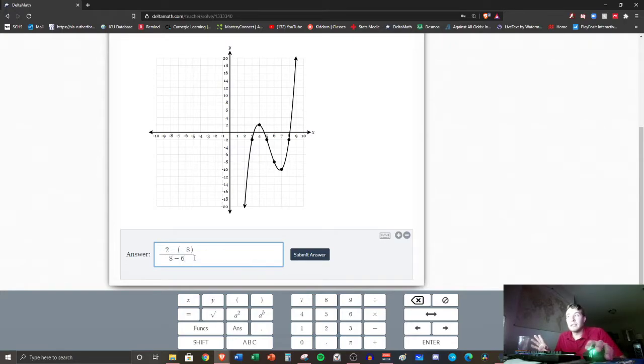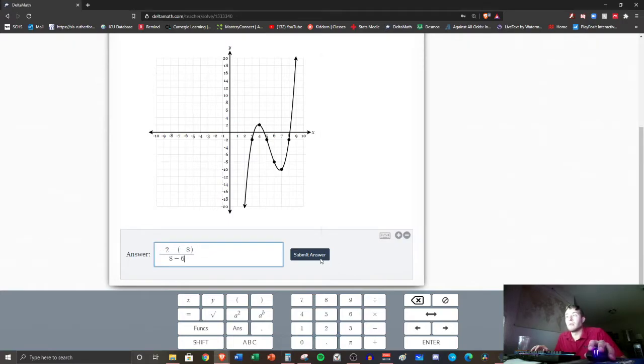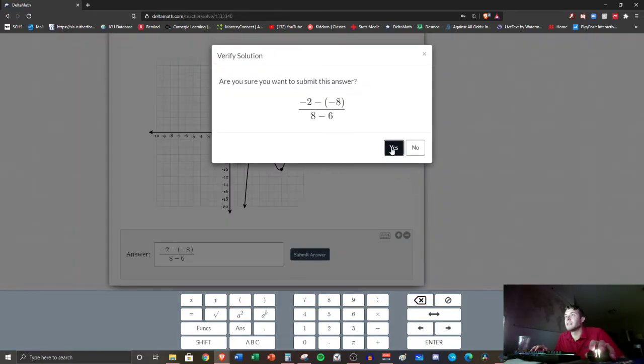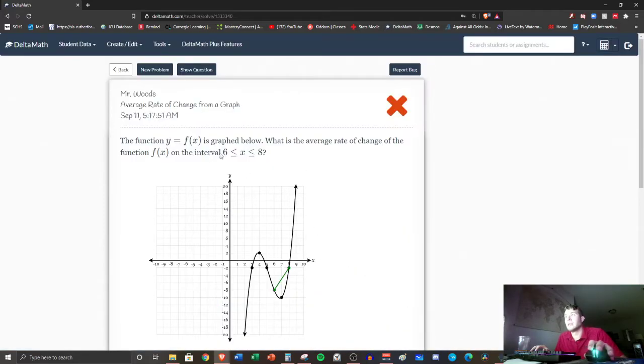Now, I don't know if Delta Math's going to take this. Let's see if it does, but if not, I'll go ahead and do it. So -2 subtract -8, so positive 6 is on top. And we're going to divide that by 8 minus 6, which is 2. So when we do that division, we should get a 3 here. We'll see if it works, though. Let's see if it likes that. Can't tell if it likes it or not. I don't think it does. So we're going to change that to a 3. Okay, so it didn't like it.